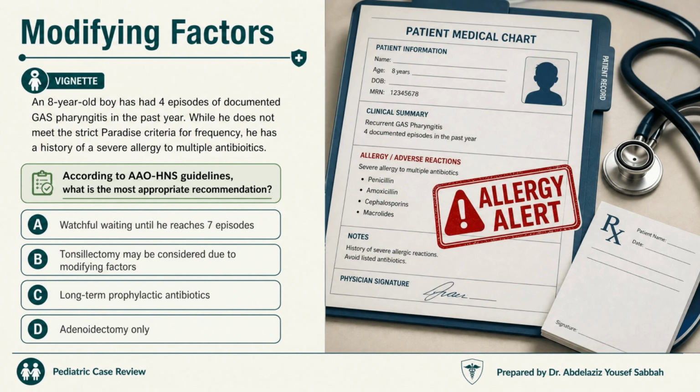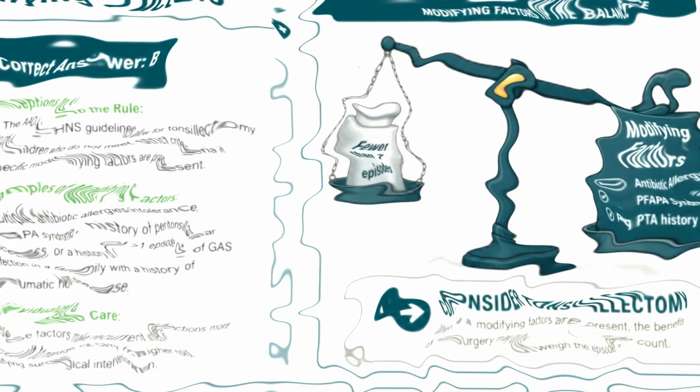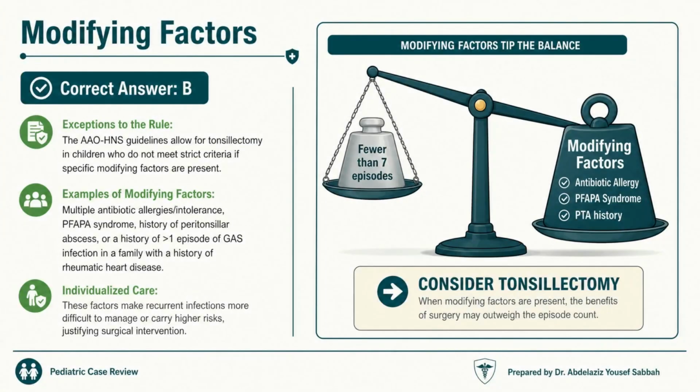A. Watchful waiting. B. Tonsillectomy may be considered. C. Long-term prophylactic antibiotics. Or D. Adenoidectomy only. How do guidelines handle exceptions to the standard criteria? The correct answer is B. Tonsillectomy may be considered due to modifying factors.